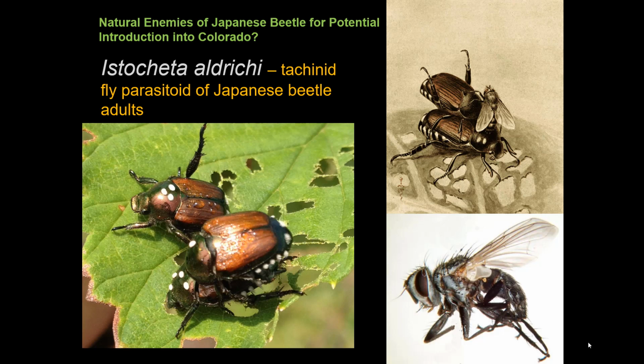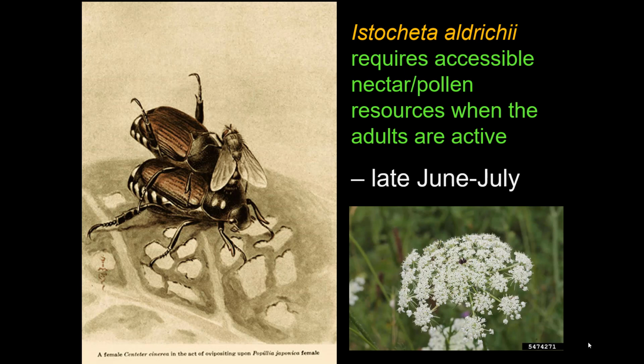However, for this fly to be effective, it requires being able to access flowers that it can feed on, to get the nectar and pollen, throughout the entire time it's laying eggs. And if these kinds of flowers are not there, they don't live long. They don't lay very many eggs. So we are only releasing these in sites where there's good flower abundance of the right kind in late June and July.